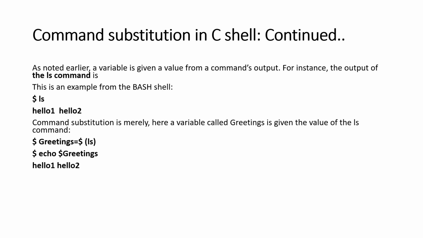Let us first learn command substitution in the bash shell. The output of the ls command, which is hello1 and hello2, just files in your current directory, is given to a variable called greetings using a special construct called dollar open bracket close bracket. You just need to put the command ls inside the construct and check the value of the greetings variable, which is now hello1 and hello2.